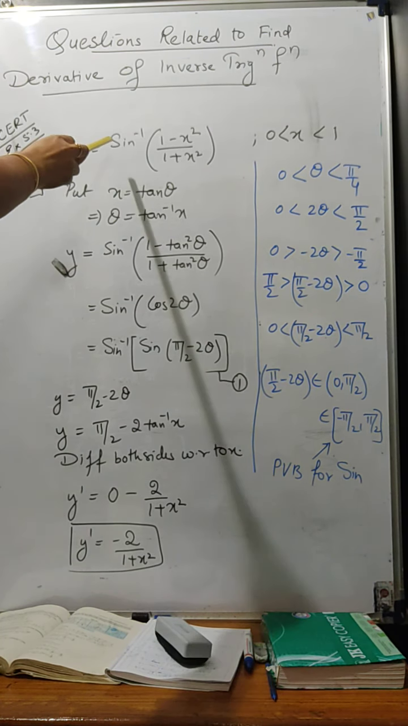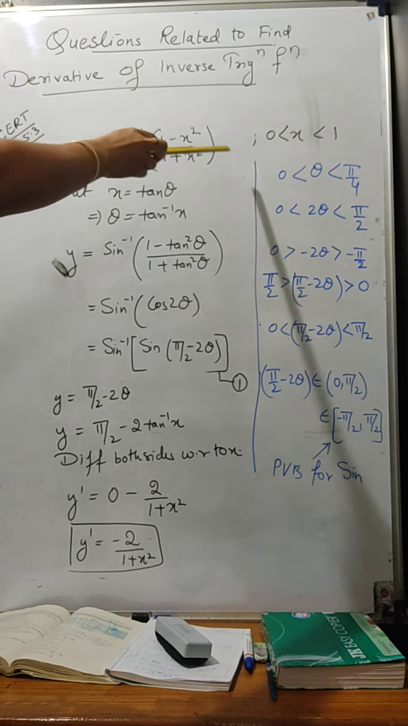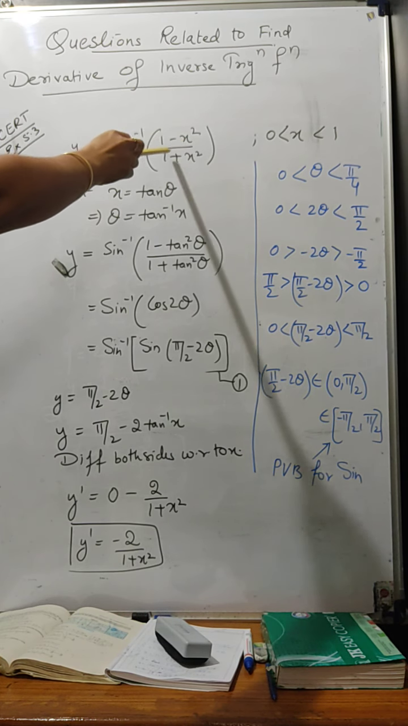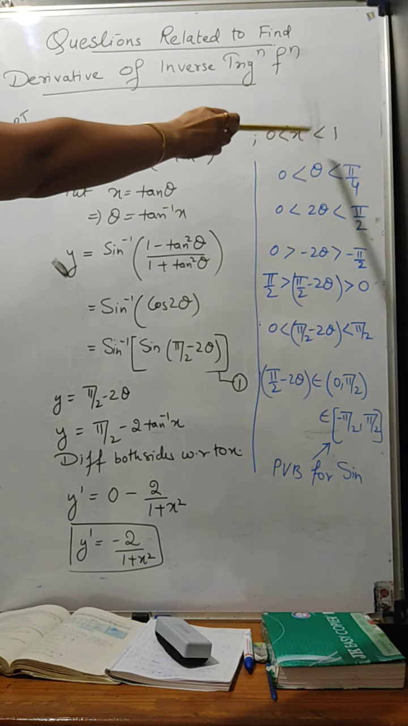In the previous question, we were having cos inverse of the function. Now it is sine inverse. Now this is one of the interesting questions. So y equal to sine inverse of (1 minus x square) upon (1 plus x square), and the interval is x is greater than 0 and less than 1.